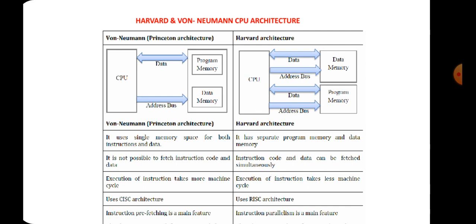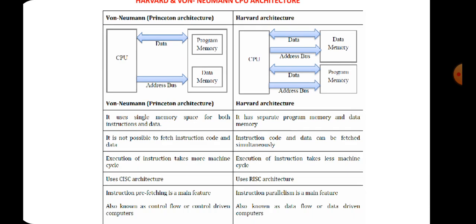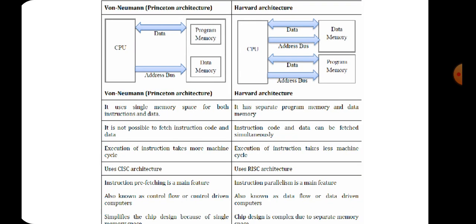But in the Harvard architecture, instruction code and data can be fetched simultaneously, because we have a different set of memory for the program data and the program code. So data and program code can be read simultaneously, whereas in Von Neumann, as we have only a single set of memory, simultaneous fetching of code and data is not possible.